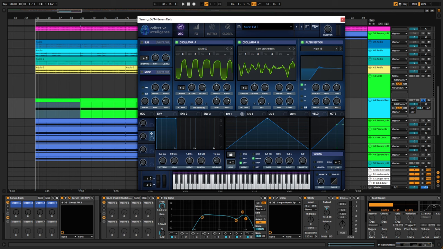So in order to control this, we have to map a macro to the phase. And I'm going to map macro 2 to phase B over here. And now we have something like this. But if I move it, we get different sounds. So let's just re-enable the patch as it's supposed to sound.